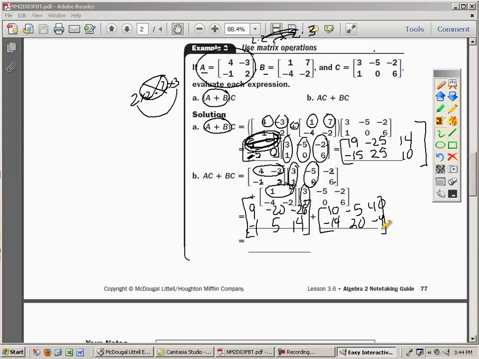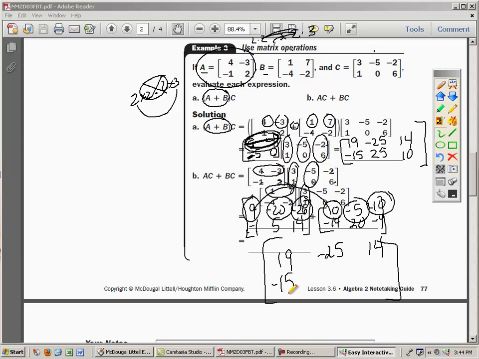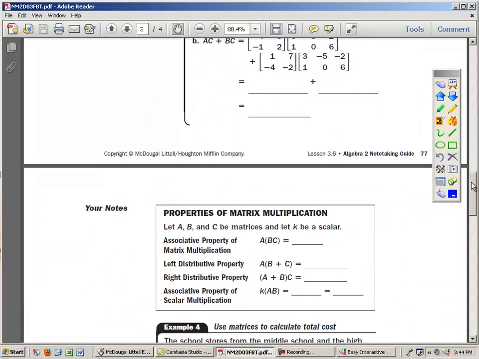Now, when I go to add these two together, I simply add entries. So 9 and 10 makes 19. Negative 20 and negative 5 is negative 25. Negative 26 and positive 40 becomes positive 14. Negative 1 and negative 14 becomes negative 15. 5 and 20 is 25. And finally, 14 minus 4 is 10, and so there's my result. Those are quite lengthy problems. Not hard, just tedious, I think, is probably the best way to describe it.